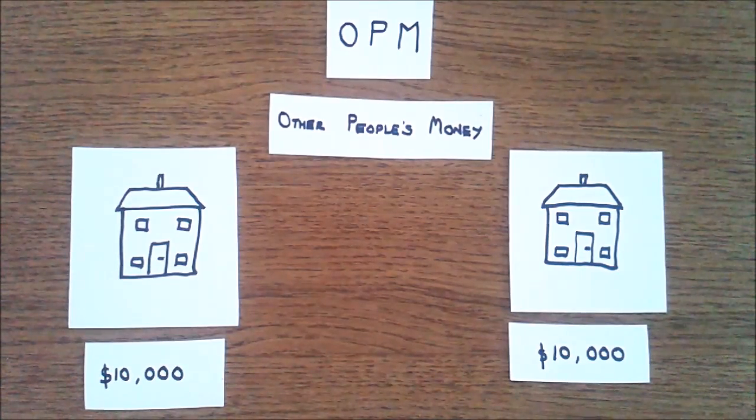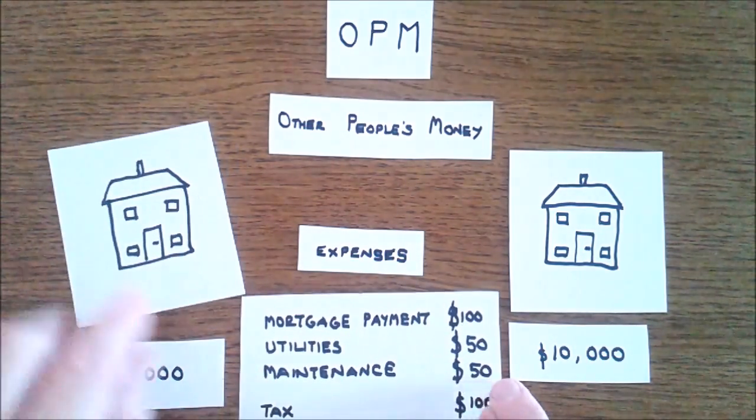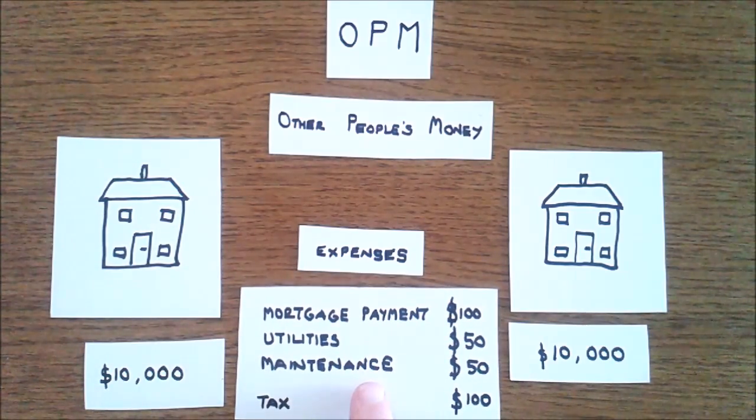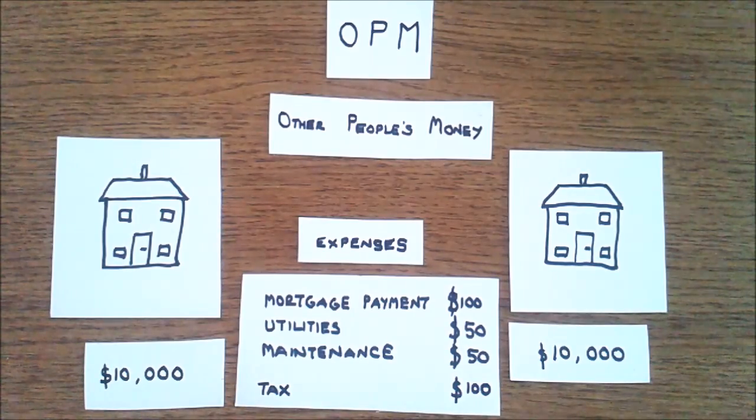Now remember, there is a downside to all of this, and that is expenses. Each house will have its own mortgage payment, its own utilities to pay, any maintenance, and the thing that you tend to forget, the tax, would have to be declared in your tax return on any income.